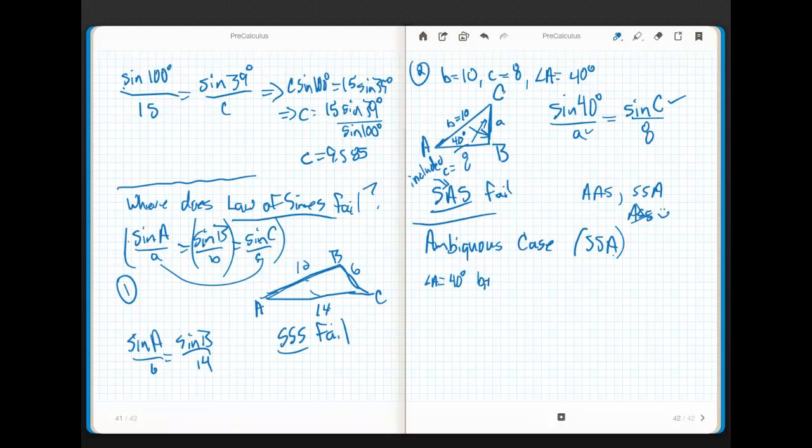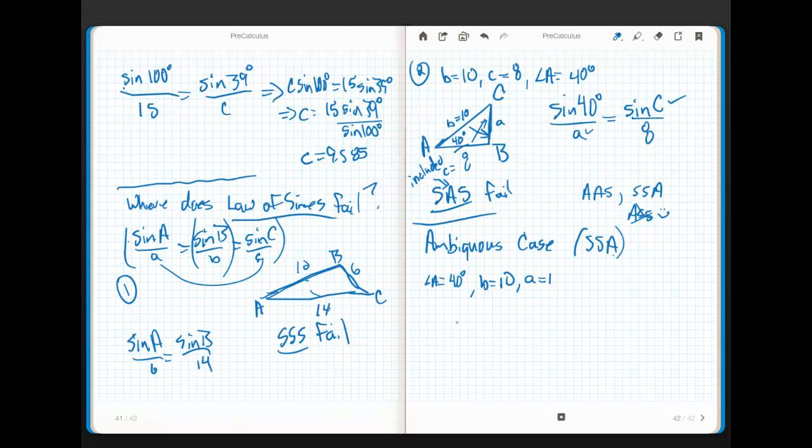Whoops, I put my comma in the wrong place. Side B equals 10, you know it's my favorite. And then let's say that side A equals 1. Now think about what's going to happen there.